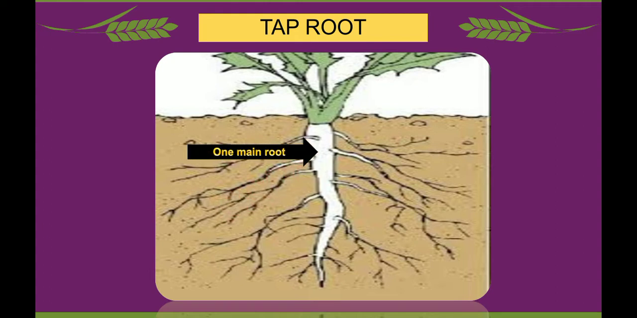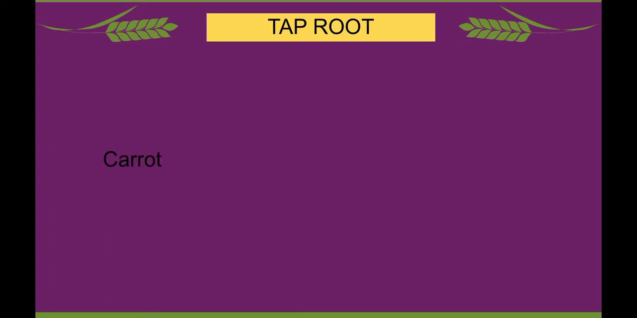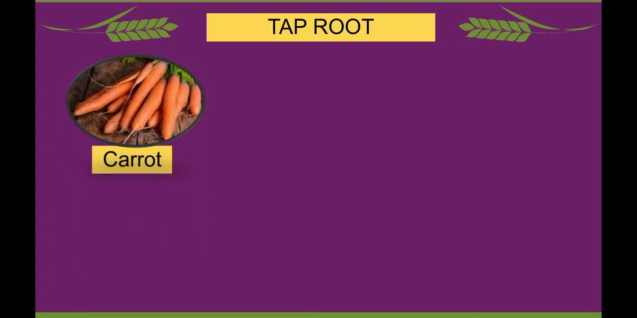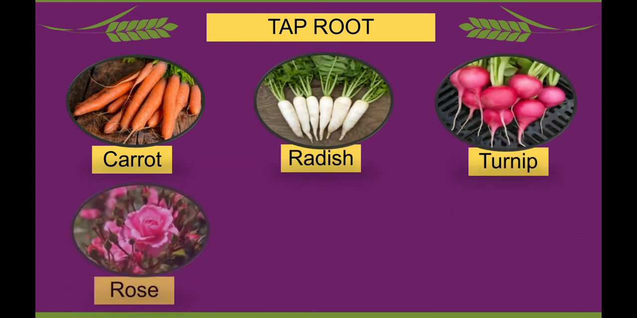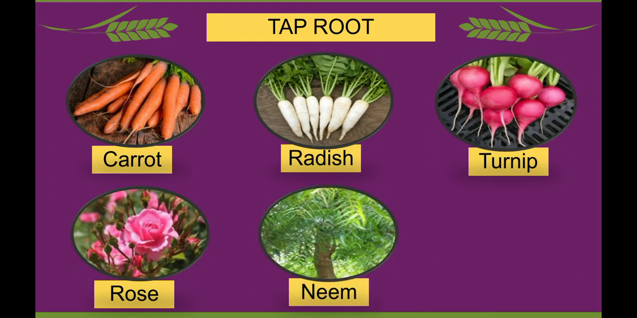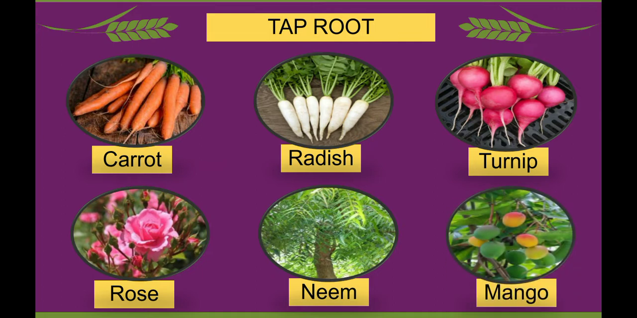Plants like carrot, radish, turnip, rose, neem, mango, these plants have tap roots.